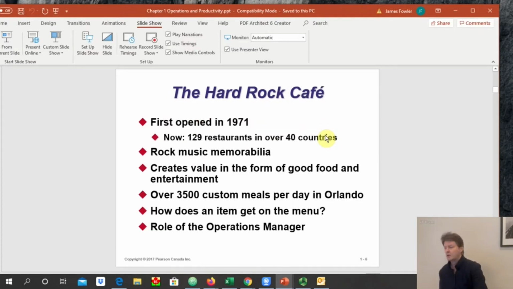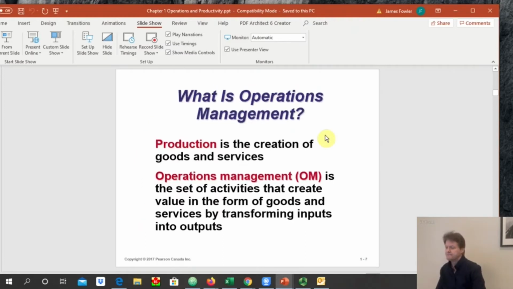A quick couple of points on the Hard Rock Cafe. This opened back in 1971. Now it has 129 restaurants in 40 different countries. Many of you have probably been in one. The whole idea behind this is they wanted to give an experience as well as a meal. They serve over 3,500 custom meals per day just in Orlando. So we want to look at how an item gets on the menu, how that decision comes about, and what the role of the operations manager is.